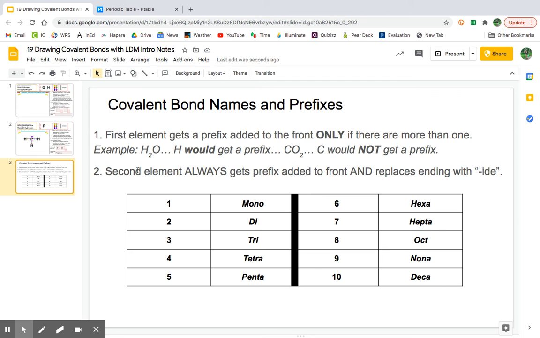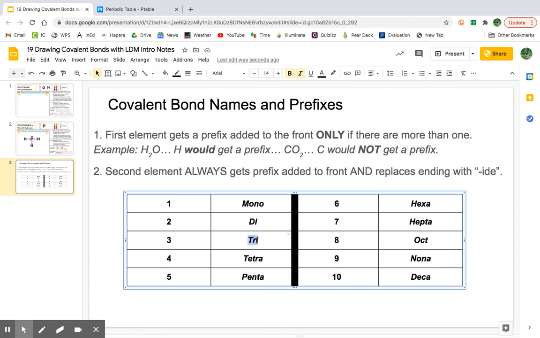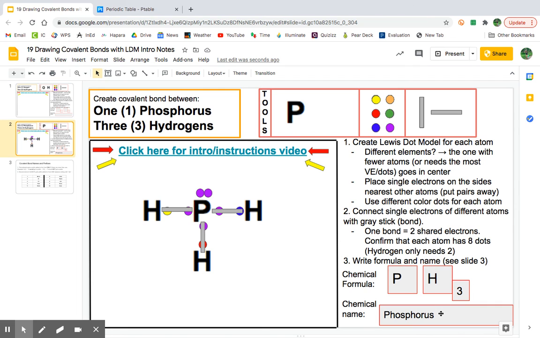Come back and look at the second rule. The second element always gets a prefix added to the front. And remember, we replace the ending with "ide." So there were 3 hydrogens, remember? So we're going to use the prefix tri, like tricycle or triangle, right? And we're going to throw that over here. Tri, and then it's not trihydrogen. Remember, we've got to change the ending a little bit. In this case, we're going to get rid of the last 4 letters to make it trihydride. All right, there you go. So we've got phosphorus trihydride, and we have our Lewis dot model right there.